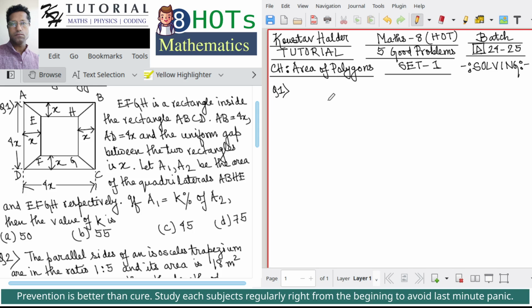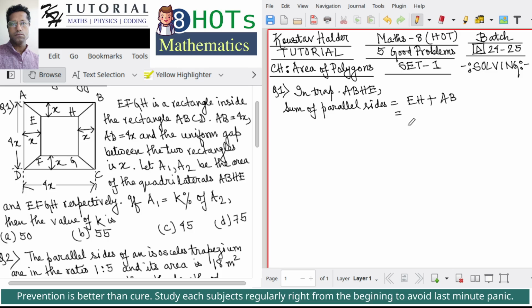What is A1? A1 is the area of the quadrilateral ABHE. So ABHE is clearly a trapezium. So in trapezium ABHE, we can see that the sum of parallel sides will be equal to, the smaller parallel side is EH and the larger parallel side is AB. Now what is EH?